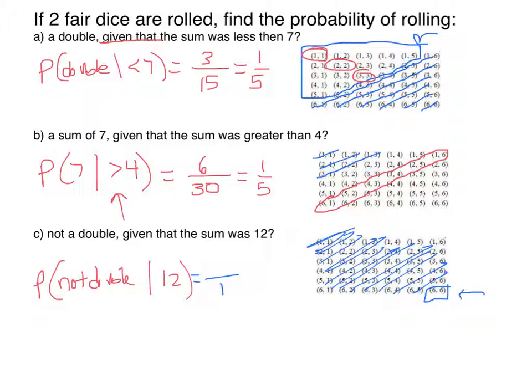But what is the probability that it's not a double? Well, that clearly is impossible, because the only way to roll a 12 is to roll a double. And so we've got 0/1 or 0, because it is impossible to not roll a double given rolling a 12.